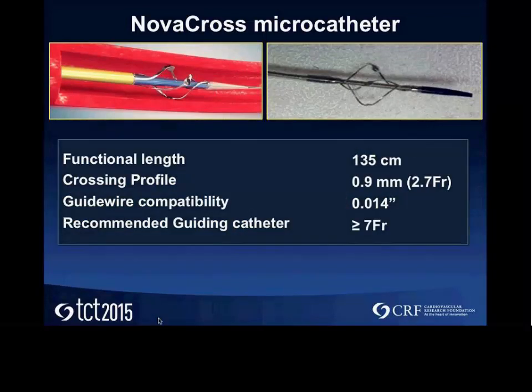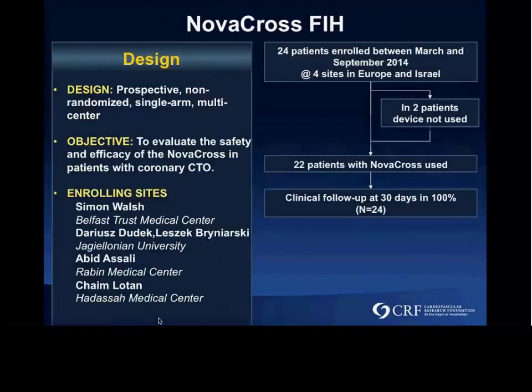The length is 135 centimeters. Crossing profile is low. And this is compatible with all used guide wires. And the recommended guide catheter for this is 7 or more French. And we performed the first in human NovaCross study.